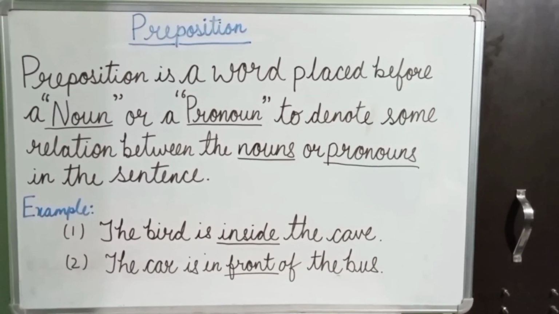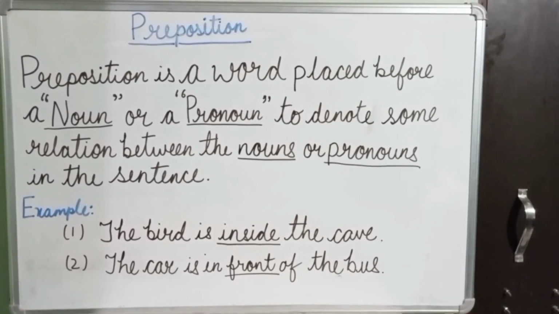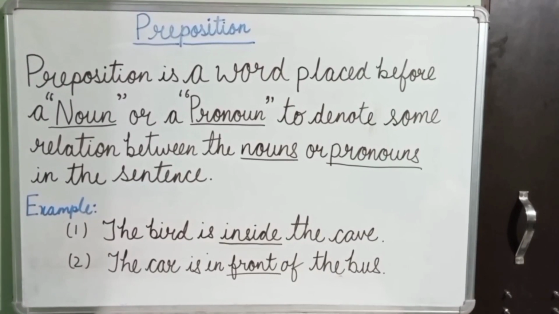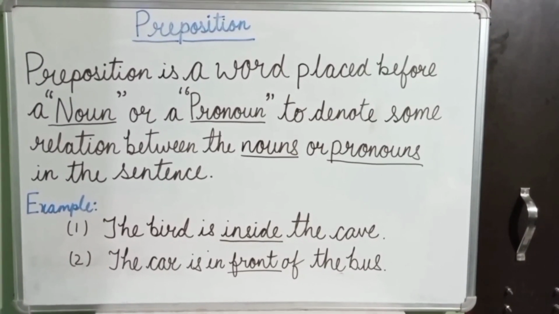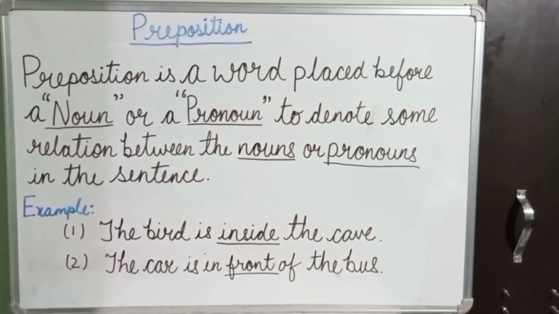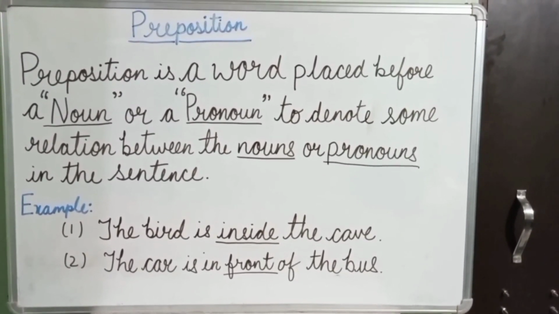So in this sentence, we have two nouns, bird and the cave. Okay? And the word inside is giving a relation between the bird and the cave. So inside is the preposition.